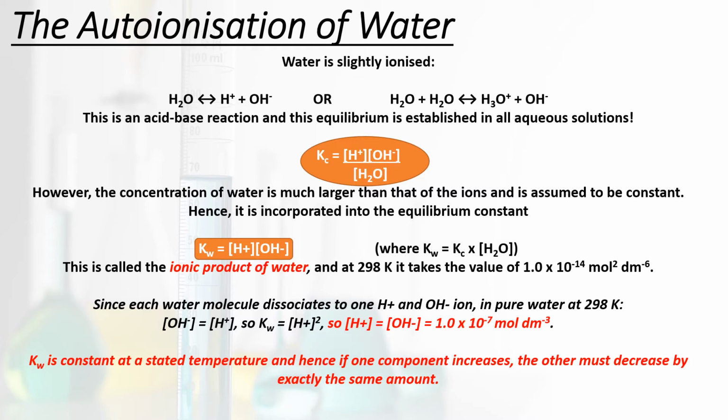Now Kw is a constant at a stated temperature. And because it's a constant, if one component of it increases, the other must decrease by exactly the same amount to keep it constant. So if our proton concentration increases by X amount, our hydroxide ion concentration must decrease by the same amount.